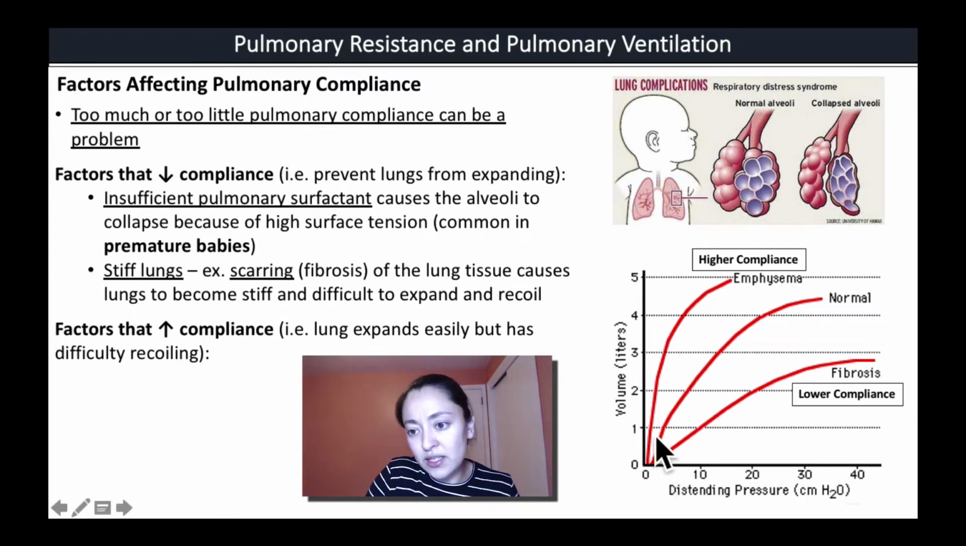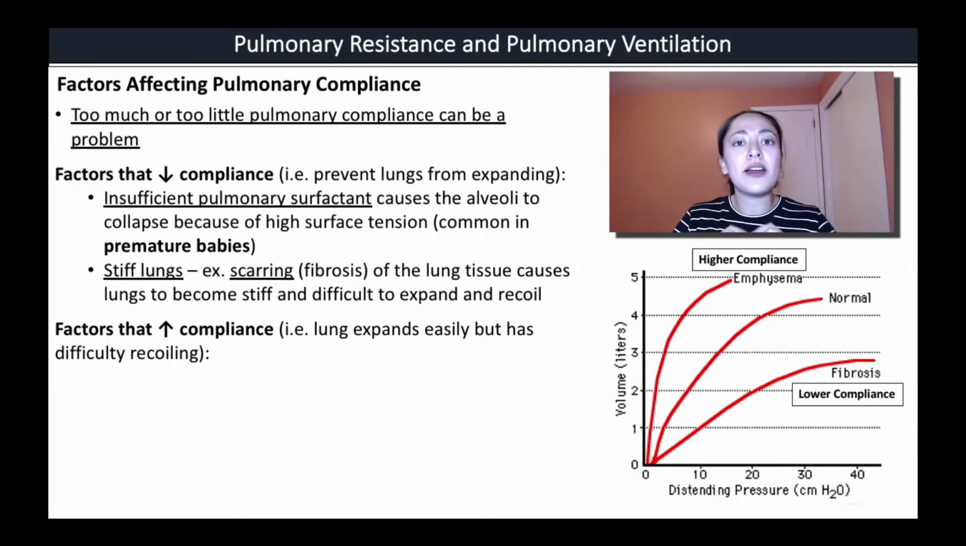So here you can see normal compliance, the amount of pressure needed to get the lungs to fill. If there's fibrosis occurring, there's very low compliance. You have to put a lot of pressure into your lungs for them to expand, and they're not even going to expand to the normal volume.